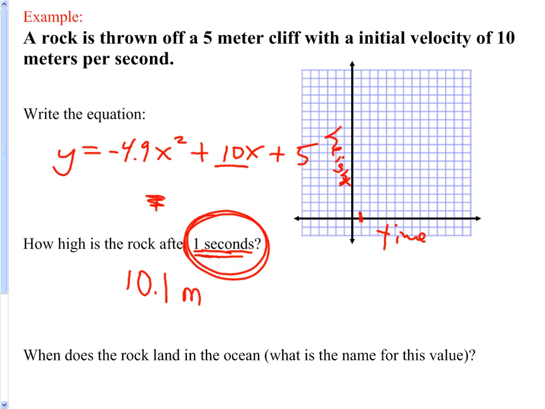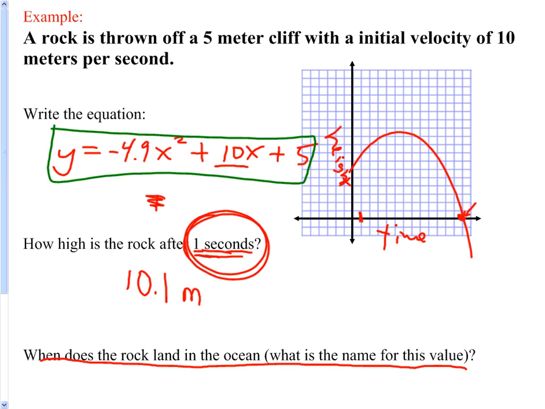All right. Then, when does the rock land in the ocean? Or what's the name for this value? If the graph kind of looks like this, you can see where it hits the ocean, can't you? Right there. That's called a what? A root, or a 0. And you could get that by graphing it and finding it, or you could use the quadratic formula. I'm going to be focusing today on using the graph on the calculator. So would you please take your graphing calculator out and plug this into your graphing calculator screen.